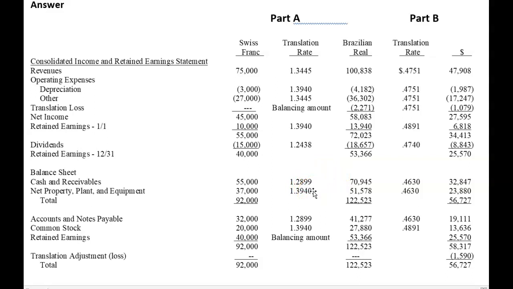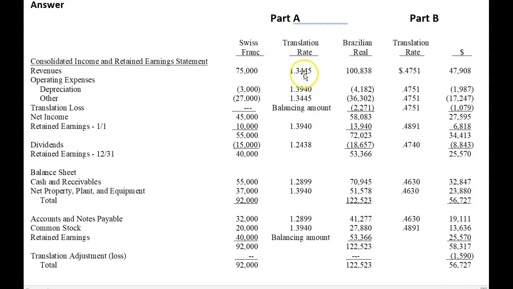For sake of this example, we'll assume that historical rate is appropriately from the beginning of the period. The cash and receivables and accounts and notes payable will be measured using the end of the period rate. The common stock will be historical, and that's in both the remeasurement and translation, so only historical for common stock. Net property, plant, and equipment, as I said, is historical. And then the dividends are as of the actual date that the dividend was declared and paid.